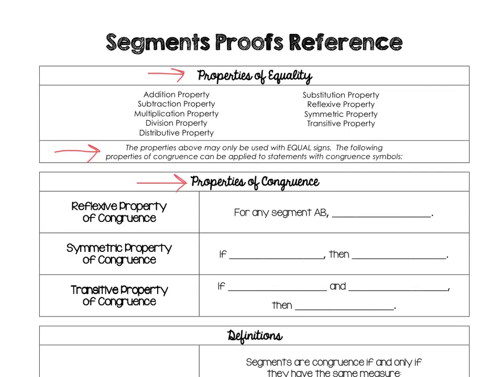We're going to talk about properties of congruence. So the properties of congruence can be applied to statements with congruent symbols. The reflexive property of congruence states that for any segment AB, essentially, AB is congruent to itself.